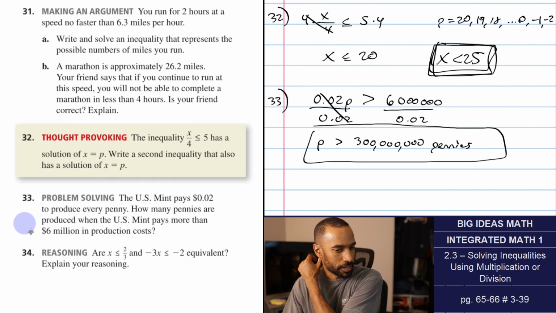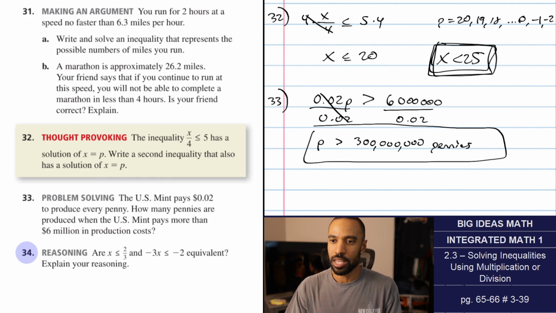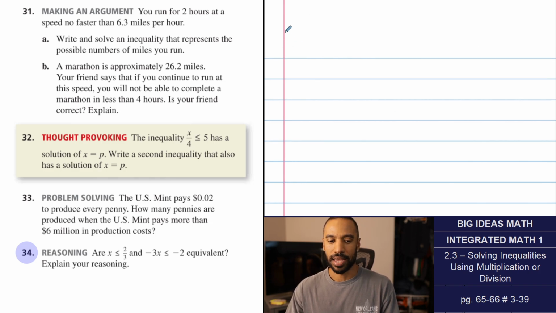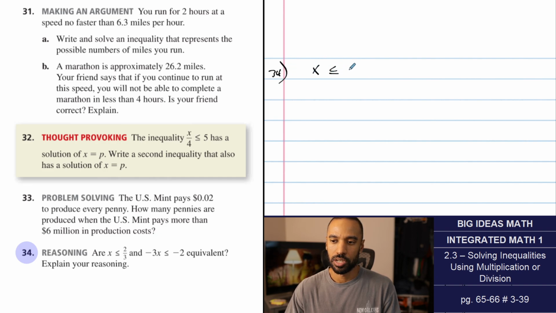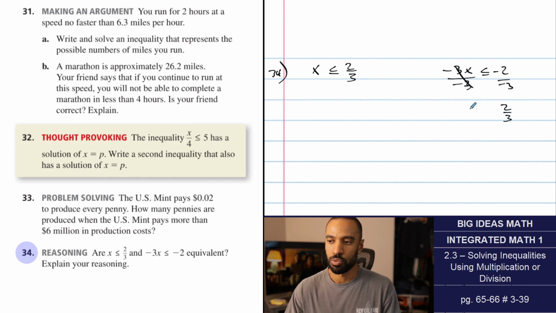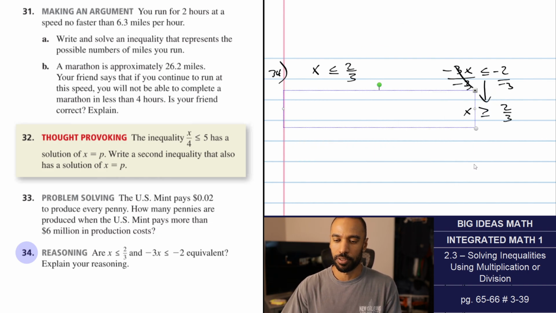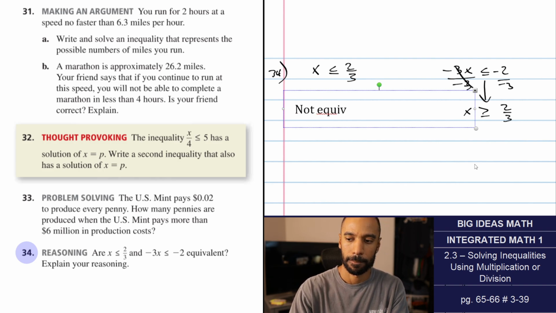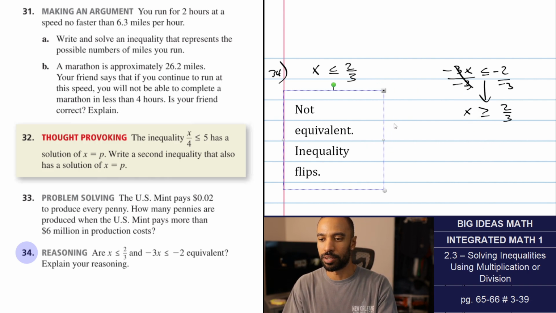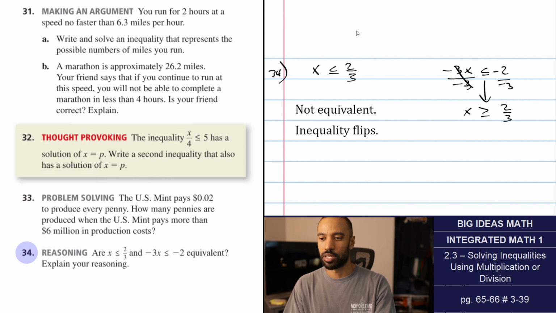Number 34, reasoning. Is x is less than or equal to 2/3 and -3x is less than or equal to -2 equivalent? Explain your reasoning. I'm going to guess no. The reason is because the inequality didn't flip. Take a look at -3x is less than or equal to -2. We'll divide by -3. A negative over a negative is indeed a positive. This is 2/3. This is x, but this should flip. So not equivalent. Inequality flips. They would say explain your reasoning, and I say look at my work, right? That kind of thing. Look at the work. It's all there.